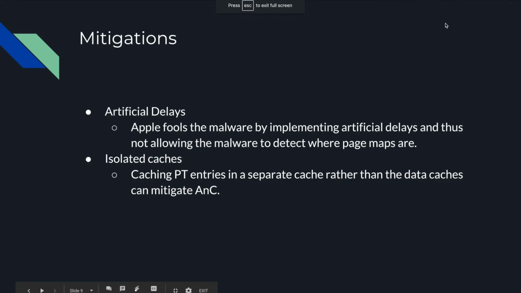So now we're going to talk about mitigations. There are 2 key ways. The first one is artificial delays. Since determining where the page maps are depends on the timing of writing over the CPU cache, a defense could be to include artificial delays, fooling the malware into believing that it has found the page map location when it really hasn't. Another way is an isolated cache. Caching page table entries in a separate cache rather than a data cache can mitigate the attack. However, having a separate cache just for page tables is quite expensive for the hardware, and adopting such a solution is kind of defeating the purpose of ASLR, which is to provide a low-cost first line of defense.